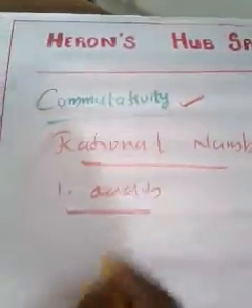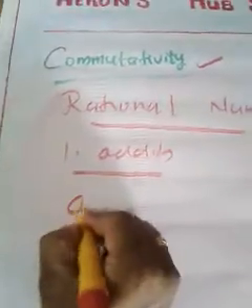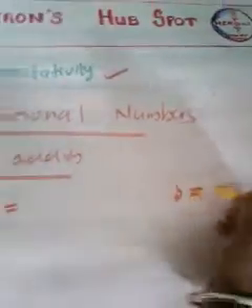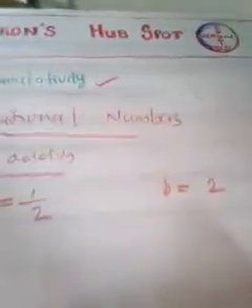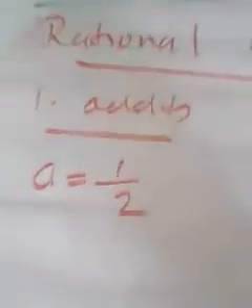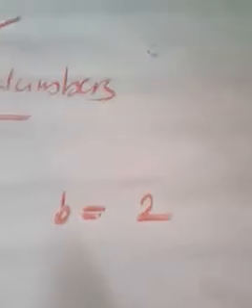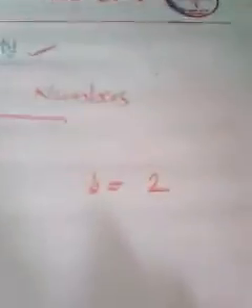So which is the first operation I have to check? Addition. So what do I have to do? I need two numbers A and B such that both should be rational numbers. This time, for a change, I am going to select A as 1 by 2. 1 by 2 is a rational number. B as 2. 2 is also a rational number. Why? Because 2 is nothing but 2 by 1.